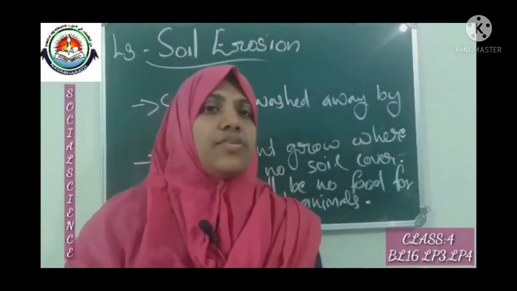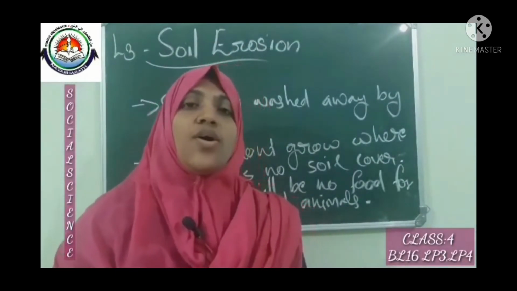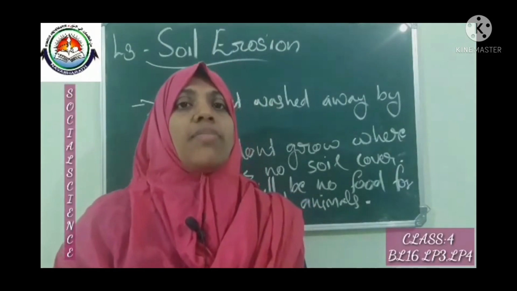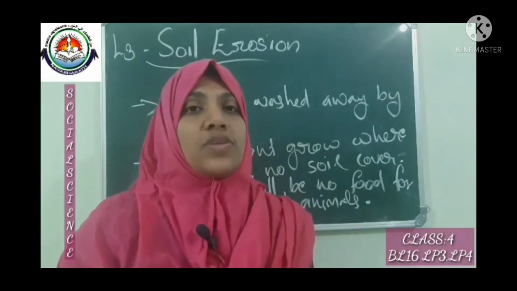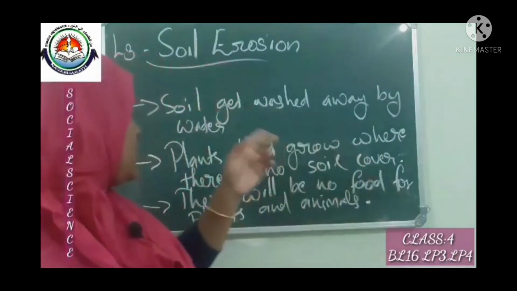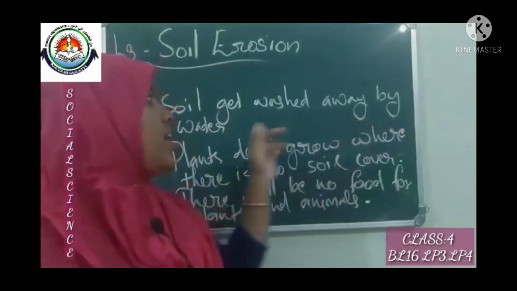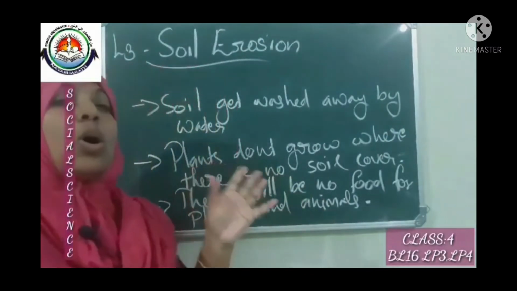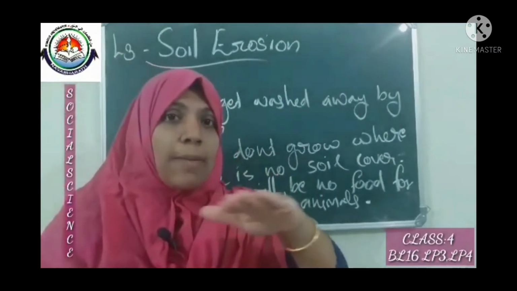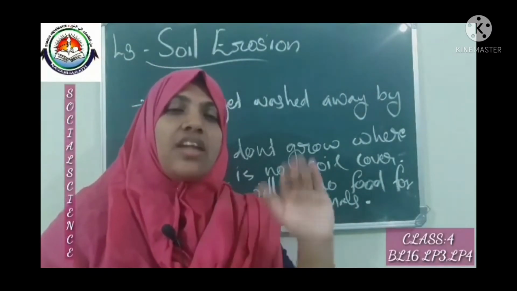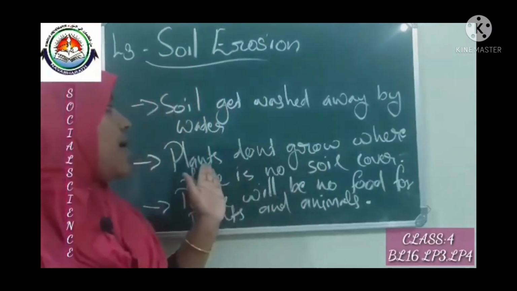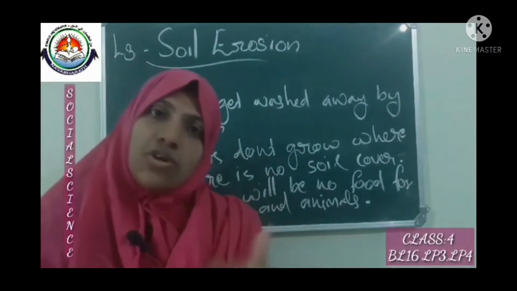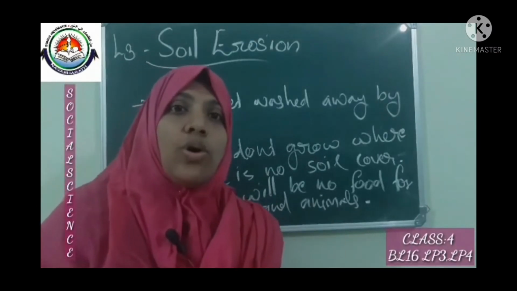So what did you learn from this lesson? Soil erosion. What is soil erosion? Soil erosion is the process by which the thin layer of the soil is removed, or the soil gets washed away, by water or wind. Then what happened? Yes, the upper thin layer of fertile soil will be lost. Then what will happen? Plants don't grow where there is no soil cover.